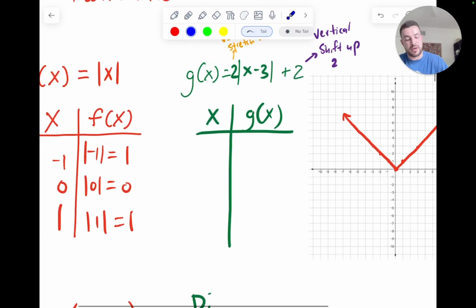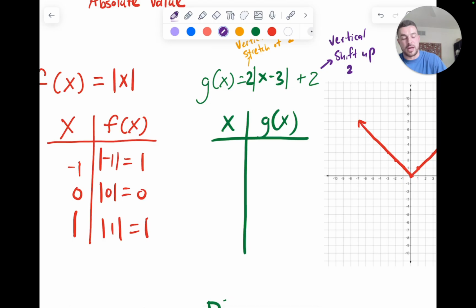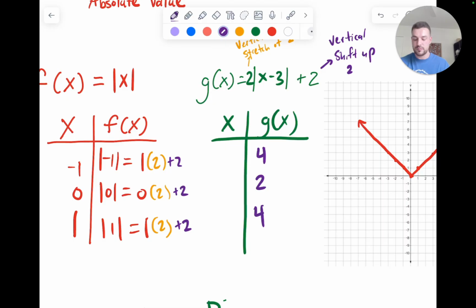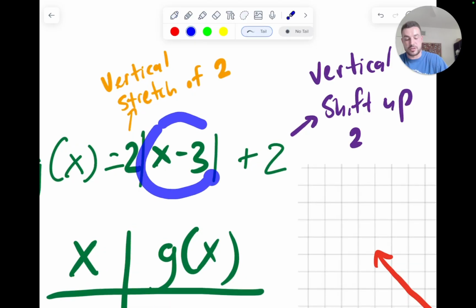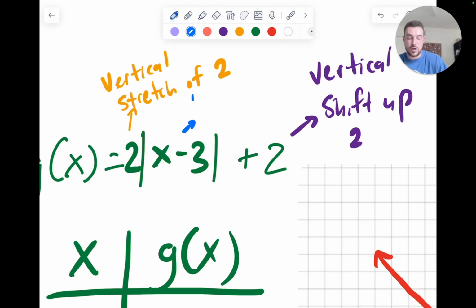So what that means is I can take my vertical values from my parent function, and I can apply my stretch by multiplying by 2. And then I can apply my shift by adding 2. So I'll get 4, 2, 4. And now I apply my other transformation, which is actually directly attached to my input. So if I plug a number in, immediately to simplify, I have to subtract 3. That's what tells me that my 3 in here is a horizontal transformation. I'm adding or subtracting, so it is a shift.